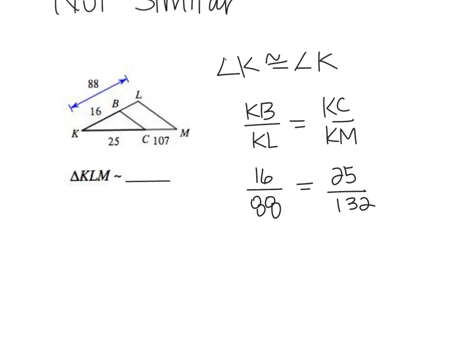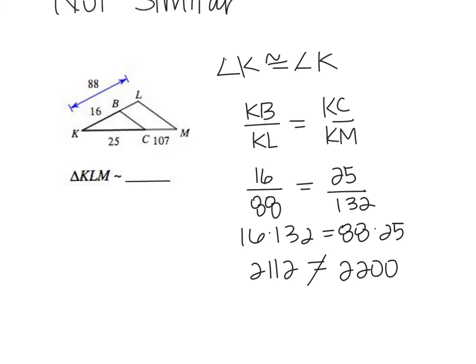Now we use our cross product, so we get 16 times 132 equals 88 times 25. 16 times 132 is 2,112. And then 88 times 25 is 2,200, which are not the same number. So we don't actually have similar triangles. So looks can be very deceiving in these last two examples. Even though two triangles may look to be similar, it does not mean that they are. So we actually have again that our triangles are not similar.